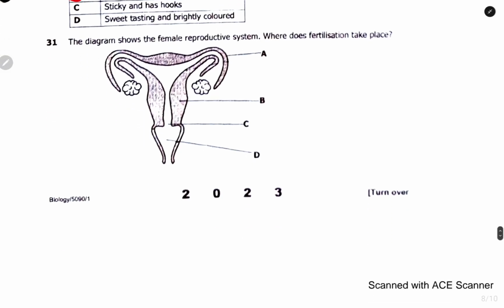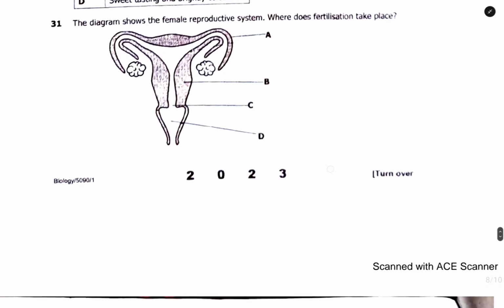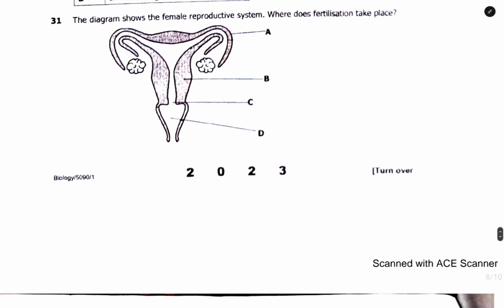Question 31. The diagram below shows the female reproductive system. Where does fertilization take place? This is sexual reproduction in humans, where you find this. And you know that fertilization occurs in the oviduct. A is pointing where the oviduct is. So it occurs in the oviduct or the fallopian tube.